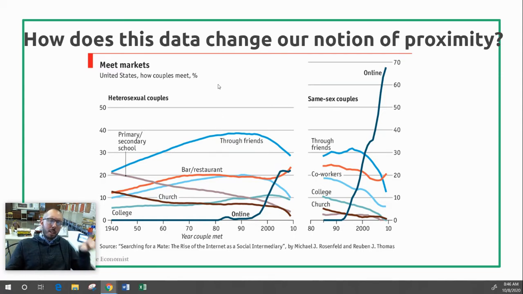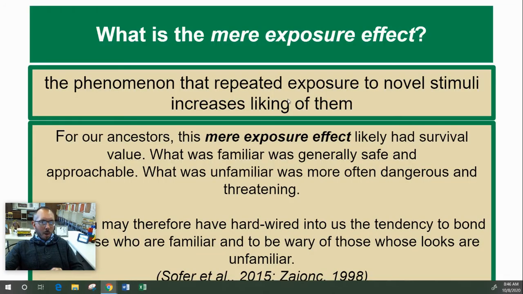So it might not just be proximity geographically, it might also be that the internet is changing our abilities to be close to someone, to interact with them beyond just a geographical setting. Regardless of the venue for the proximity, whether that be actual physical or online, as evidenced by these graphs, that exposure is what makes the difference. That mere exposure effect, again, is a phenomenon that repeated exposure to a novel stimulus increases our liking.